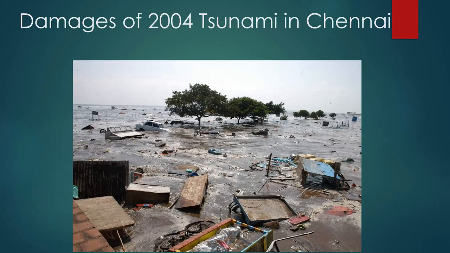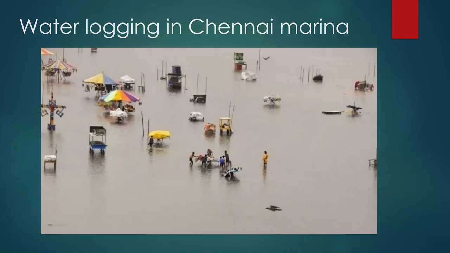Some of the visuals I am showing here are from the tsunami of 2004. What happened in the southern states? It is an important incident which took a lot of human life, which happened on 26th December 2004, one of the world's deadliest tsunamis, killing over 230,000 people in 14 different countries. It affected mostly Indonesia, originated in the Indian Ocean and wreaked havoc on multiple countries including India. Damages of the 2004 tsunami in Chennai, Marina Beach. See the Marina Beach, water logging in Chennai.